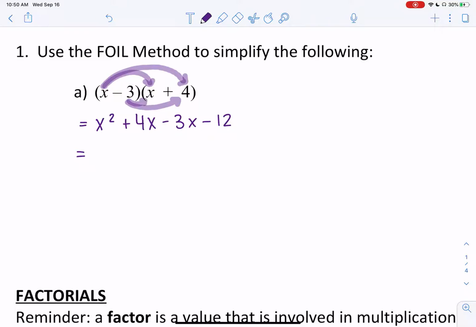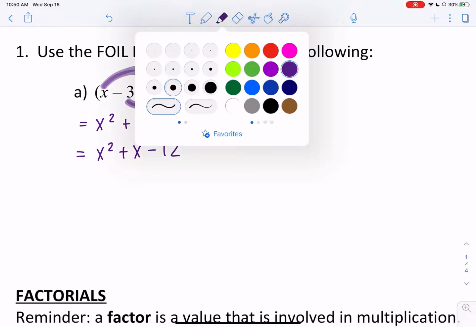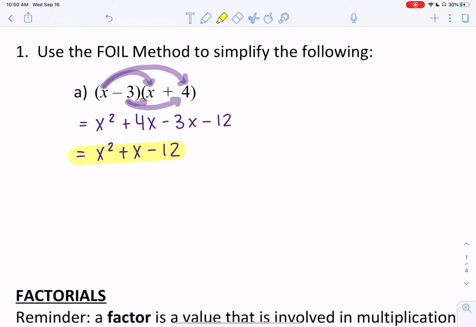Our next step here is to collect like terms. So remember, the only things we can combine are things that have the exact same variables. So in this case, that would be our 4x and our negative 3x. So we would have x squared plus x minus 12. And that would be our final answer.